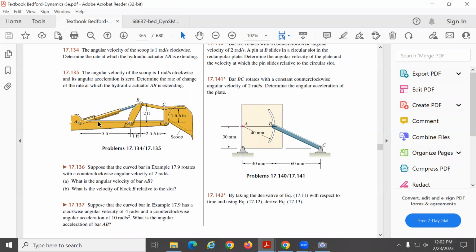Okay, next, what can we do? Also B and B. We can equate the two equations. If you do that, you don't have enough equations and too many unknowns. If you go B, C, and B, A, you have too many unknowns. Let me read the problem. The angular velocity of the screw is 1 radian per second, clockwise, and the angular acceleration is 0. Determine the rate of change.